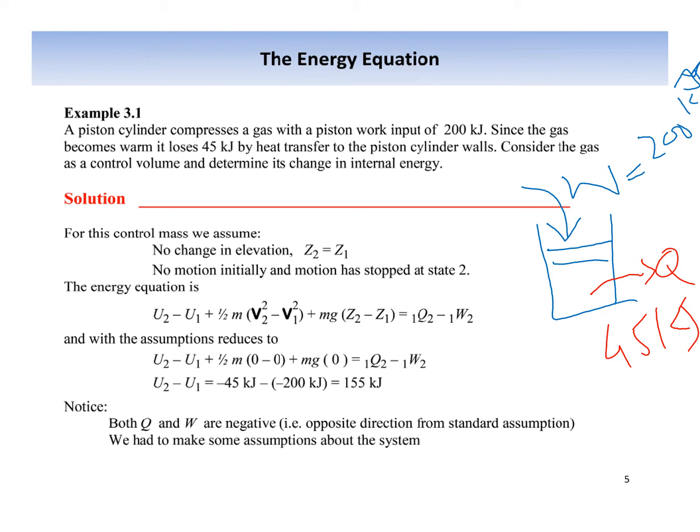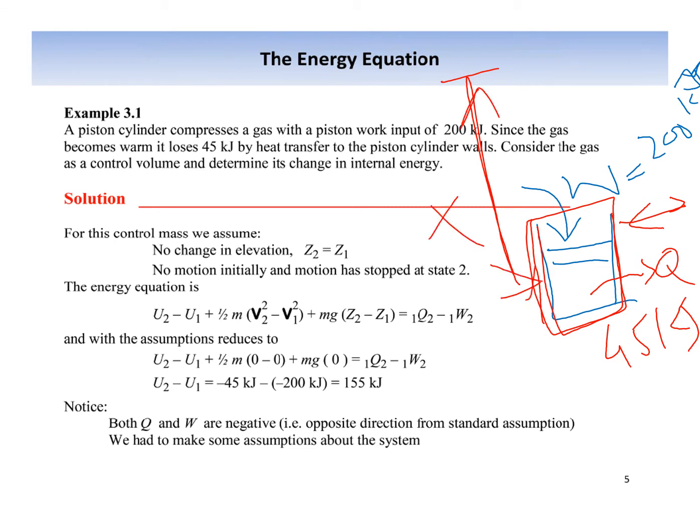So here we can see that during this process, this piston cylinder assembly will not move with any velocity in the xyz direction. No, it will not be changing its height during this process. So there will be no change in potential energy and no change in kinetic energy between state 1 and state 2.